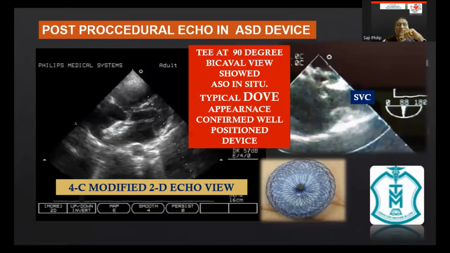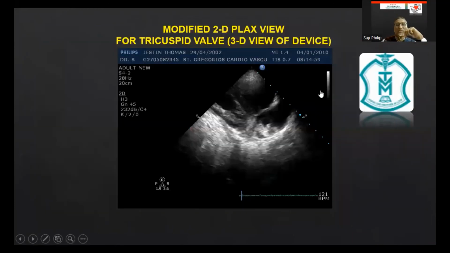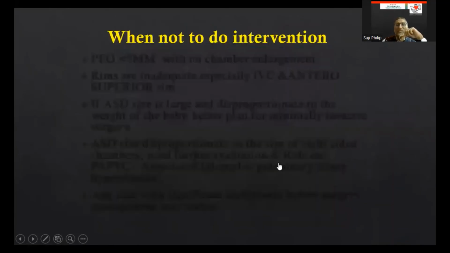And the post-procedural echo in the ASD device with the TE probe in 90-degree bicaval view showed the device in situ. How do you know that it is proper? Because this is my explanation diagrammatically. I said there's a dove shape. If the dove is there, you don't have to worry about anything. You just remove the cable. That's all. Well fitted. If you are not seeing this dove, then you have to reposition it. And even with the 2D echo, you can see the 3D view of your device with your pin, etc.